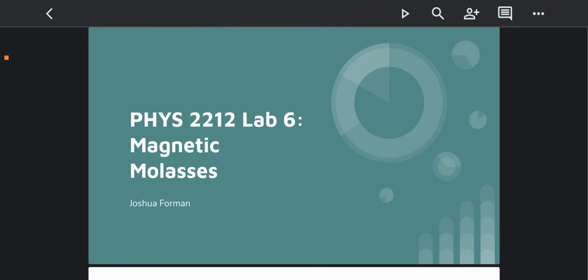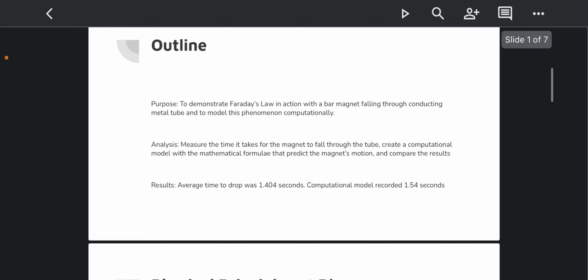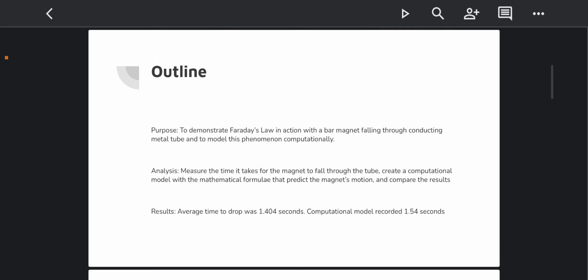I'm here to present my Lab 6, magnetic molasses. The purpose of this lab is to demonstrate Faraday's law in action with a bar magnet falling through a conducting metal tube and to model this phenomenon computationally. For our analysis, we measure the time it takes for the magnet to fall through the tube. We take the average over 5 trials.